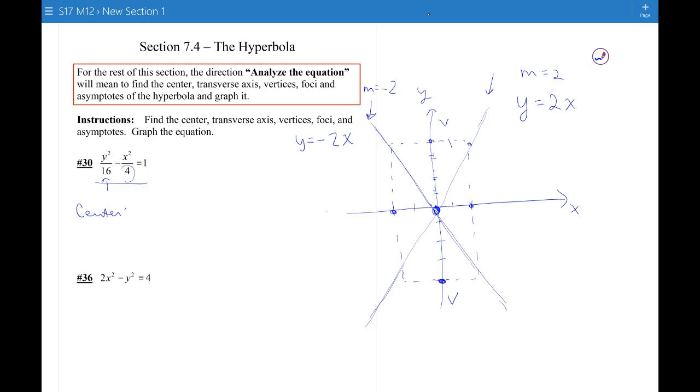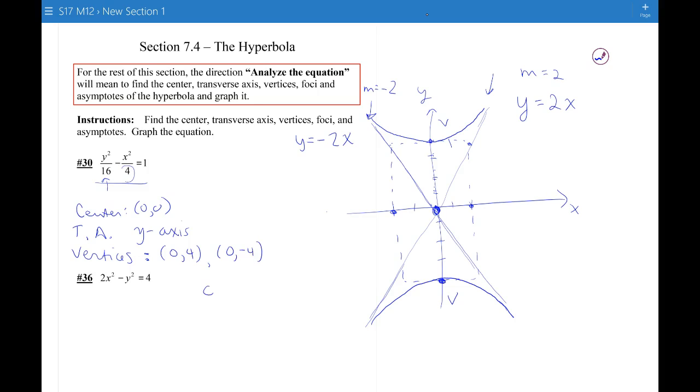So the center, this one's a simple one where the center is 0, 0. The transverse axis is the y-axis. We see the vertices. Not yet, because we need to draw the hyperbola. So the hyperbola needs to approach the asymptotes, touch the vertex, and approach the asymptote. So now we've drawn the hyperbola and we can see where the vertices are, 0, 4, and 0, -4.